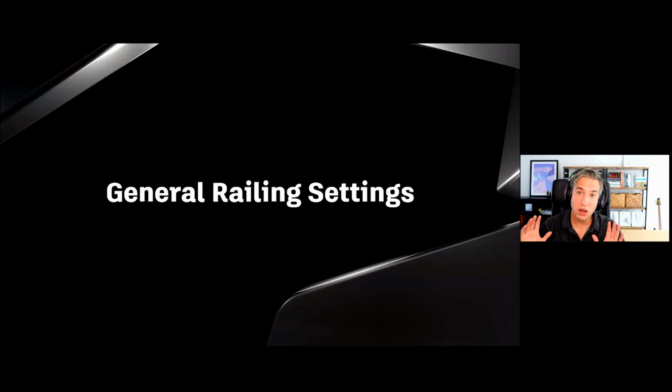All right, so we saw settings that are specific to top rails or handrails that you have to enter these system families. Now let's talk about general railing settings that have an effect on all type of rails, on both the top rails and handrails.